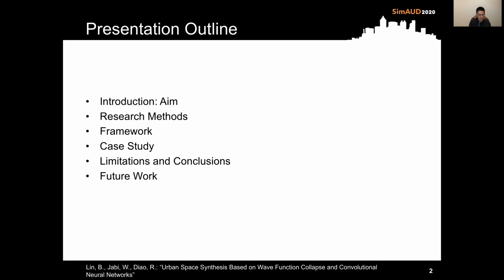This presentation is structured as follows. At first, I will start with the introduction of urban space synthesis and explain my research aim. Then, I will explain my research methods. After that, I will explain the general framework. Then, I will present the case study of north extension of central green axis in Wenzhou. I conclude the paper with description of limitations of the approach, its promise, and my plans for future work.